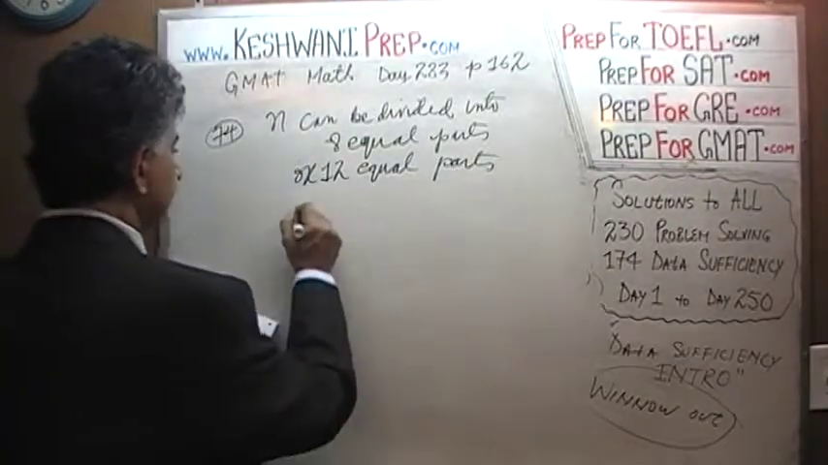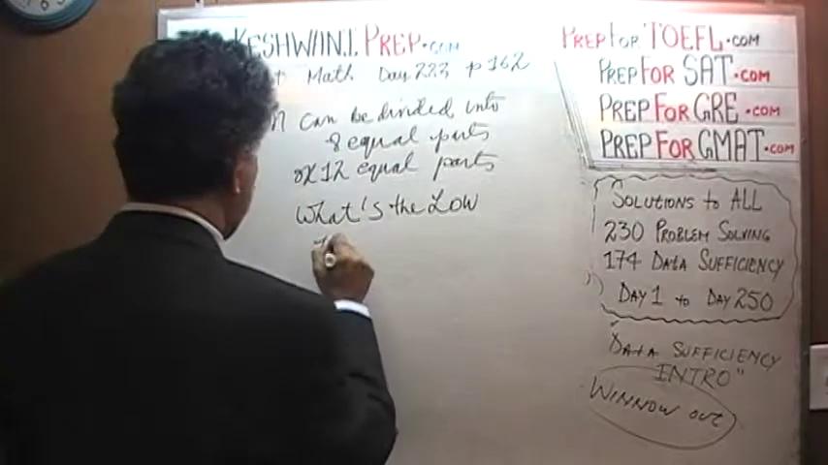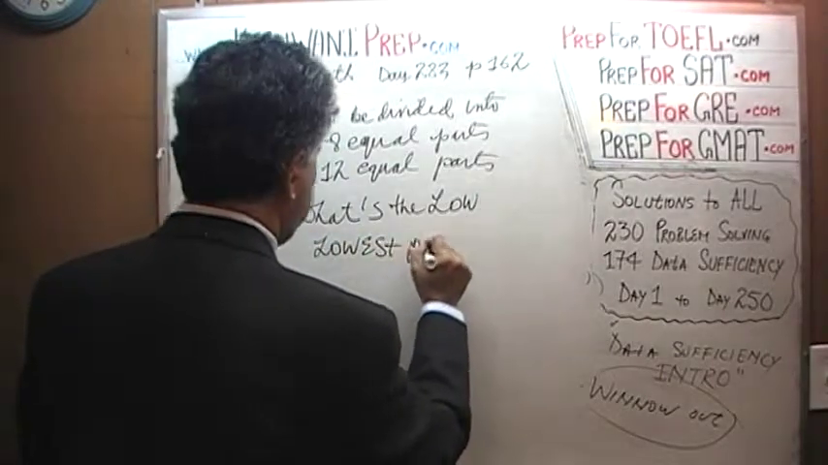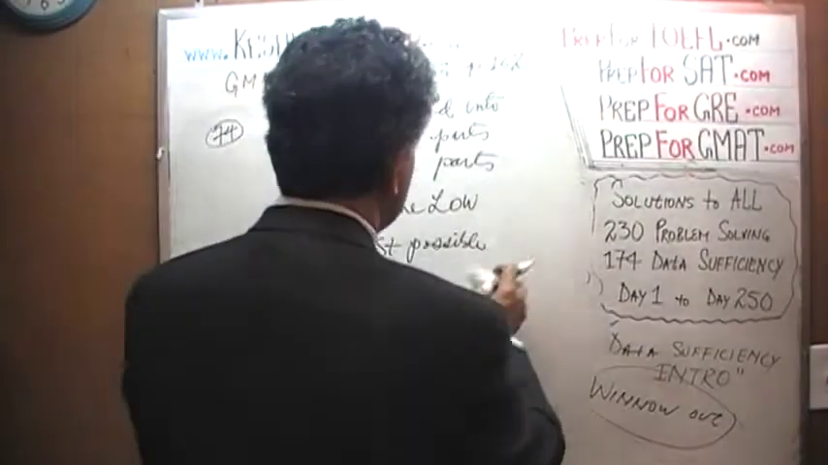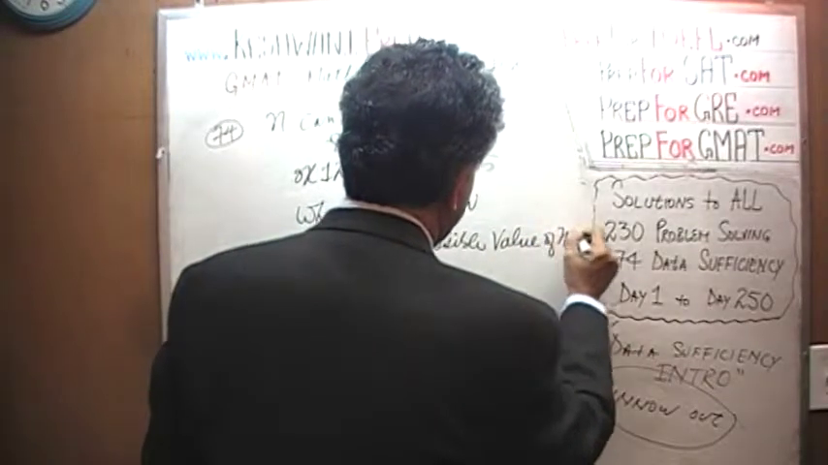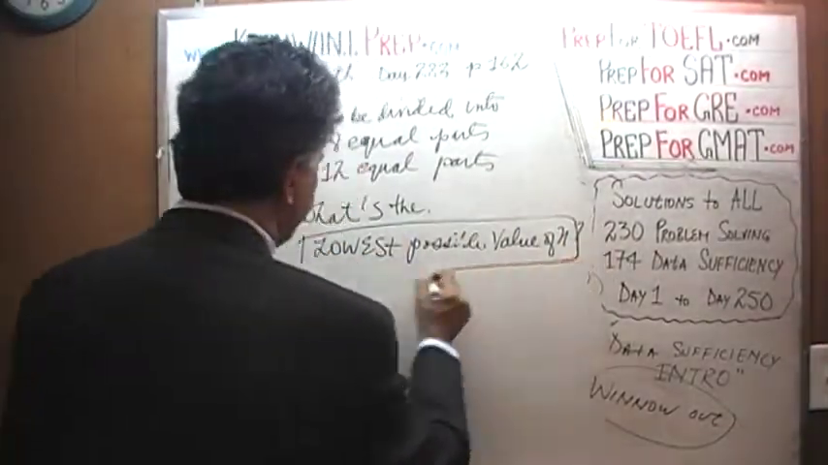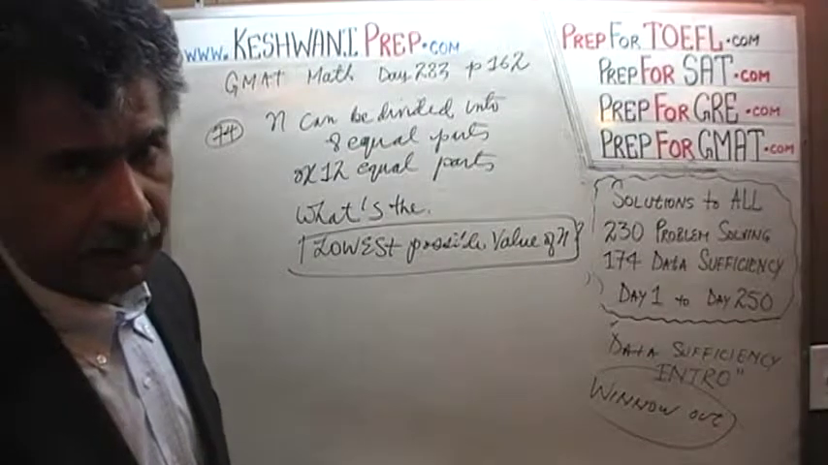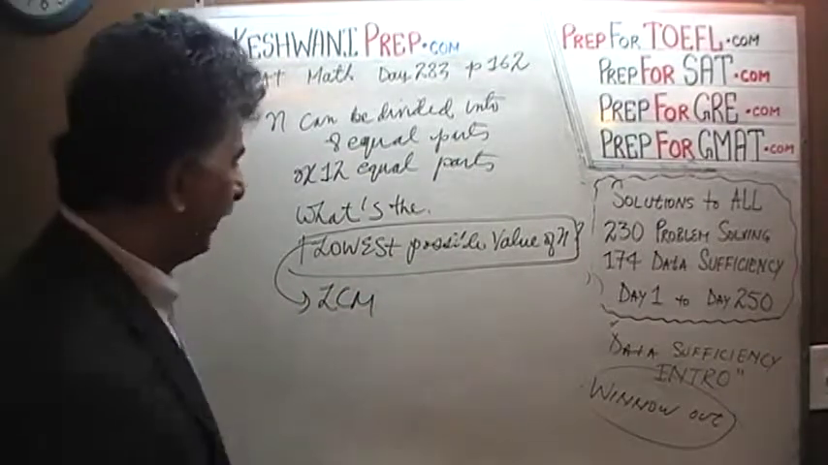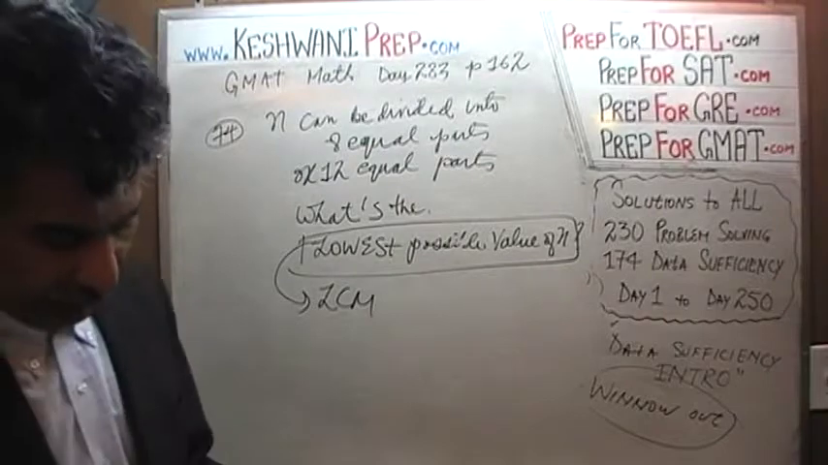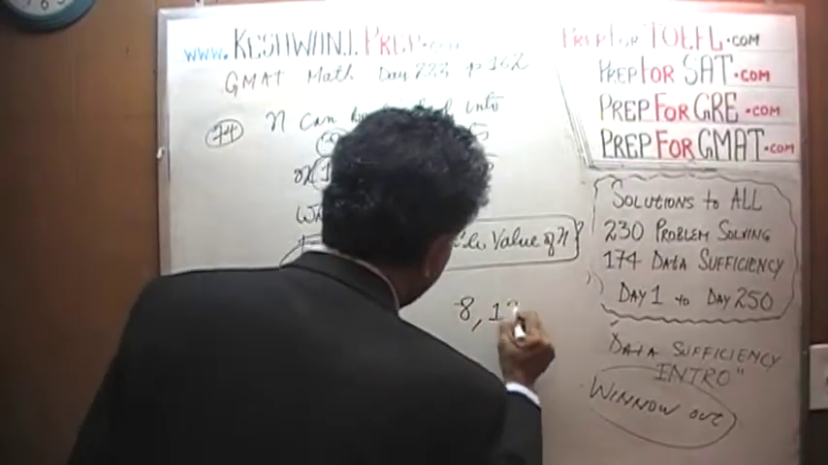The question is, what's the lowest possible value of n? The lowest possible value of n that they speak of here is what mathematicians would call LCM, the lowest common multiplier. LCM, lowest common multiplier. And how do we find the lowest common multiplier of two numbers, of 8 and 12? This is how we do it.